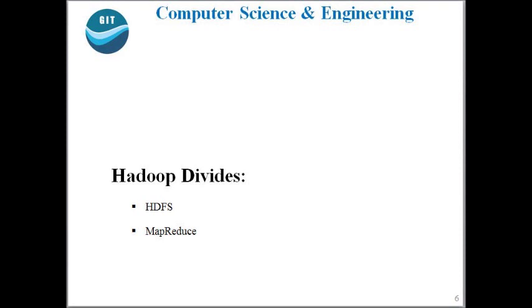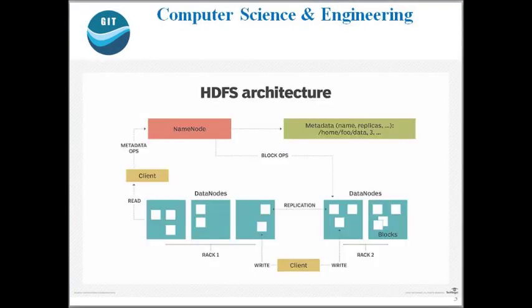HDFS has 5 services: name node, secondary name node, job tracker, data node and task tracker. So let's discuss all these 5 points one by one.